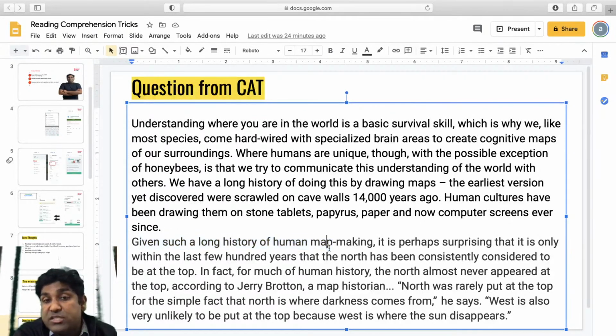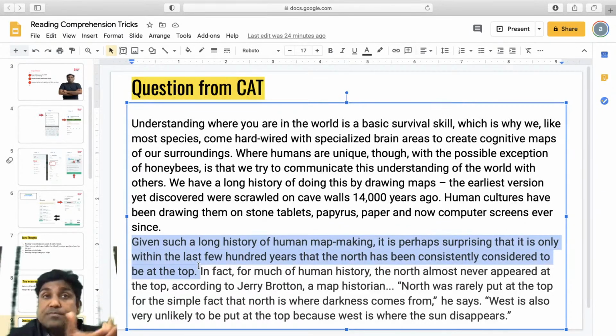Given such a long history of human map making, it is perhaps surprising that it is only within the last few hundred years that North has been consistently considered to be at the top. So 14,000 years, and just the last few hundred years. If you summarize these three lines: North was not at the top. Simple. For a very long history, until a few hundred years ago, North was not at the top.